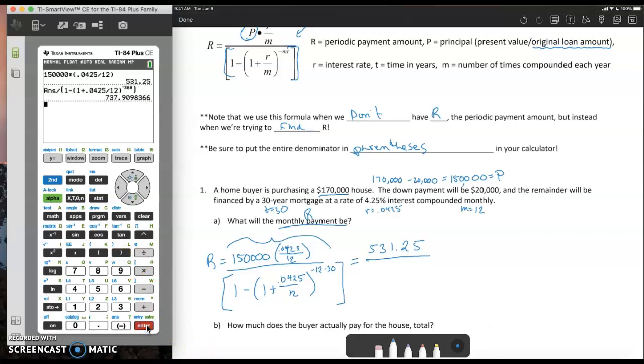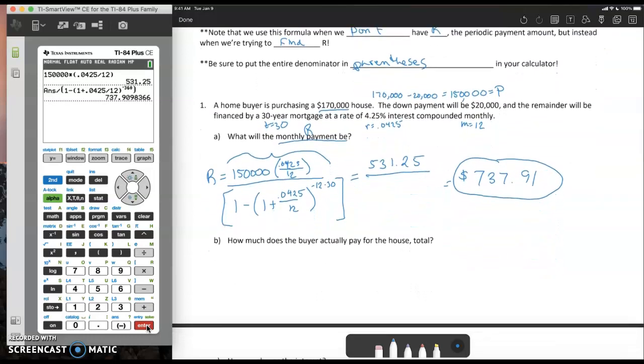Now I'm going to hit enter, and I get that the payment, I'm going to round to the nearest cent, is $737.91. So that is their monthly mortgage payment.